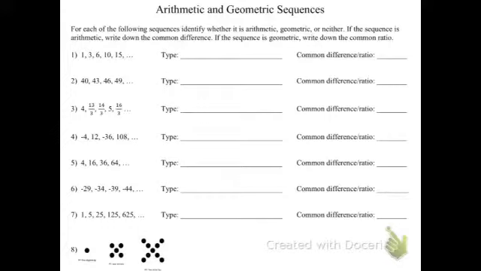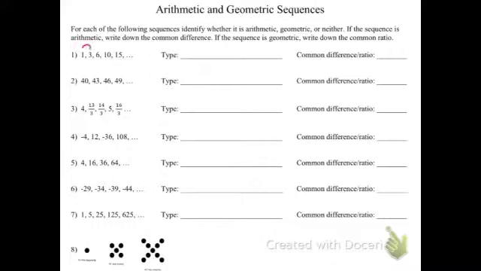Alright, time for the solutions for today's work, which is on arithmetic and geometric sequences. So you look at your sequence and then decide whether it's arithmetic, geometric, or neither. And then if it's arithmetic, write the common difference. If it's geometric, write the common ratio. Okay? So let's look at this first one.